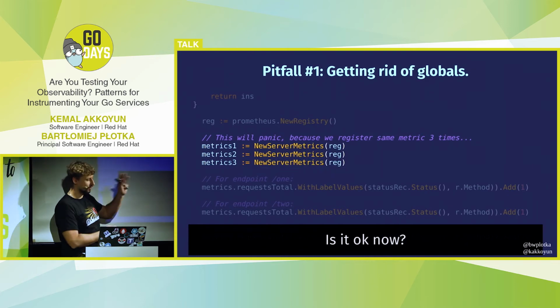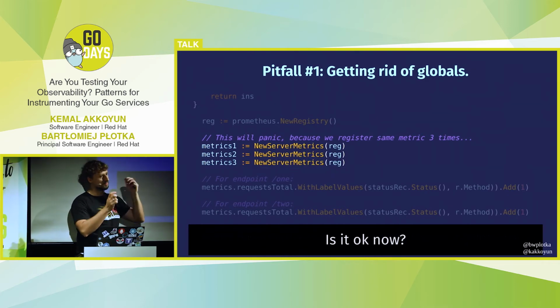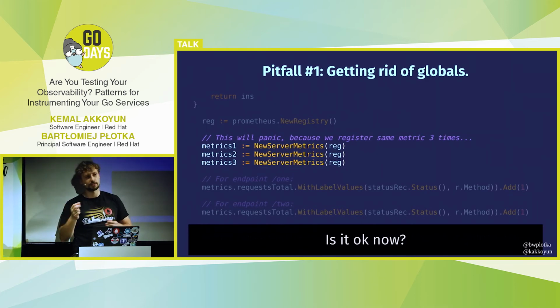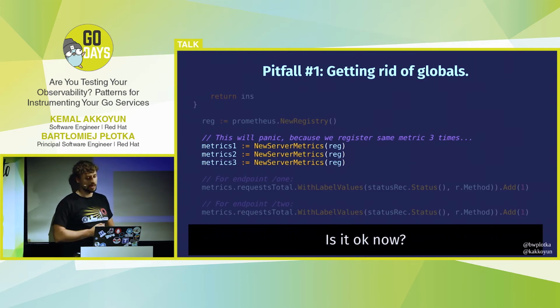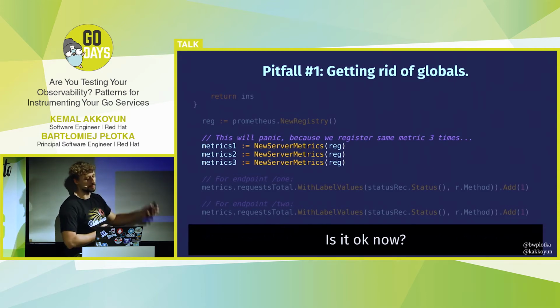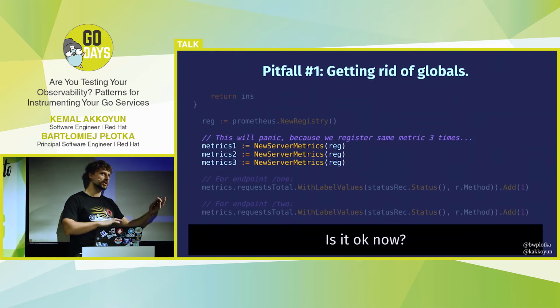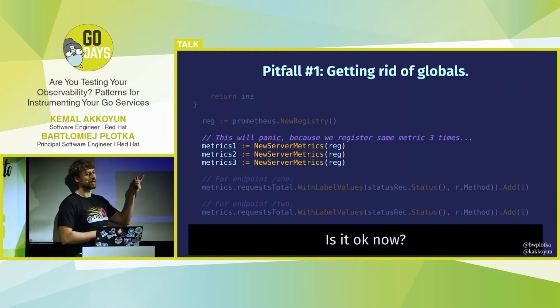Let's say I want to have three different HTTP request total metrics for different endpoints, right? And if I do this, this will panic as well, because again, we are registering exactly the same name, as you remember. But right now, in comparison to the version where everything was in global state, it is fixable, and we are in control of our registry. We know what we are registering or not, because it's explicit.